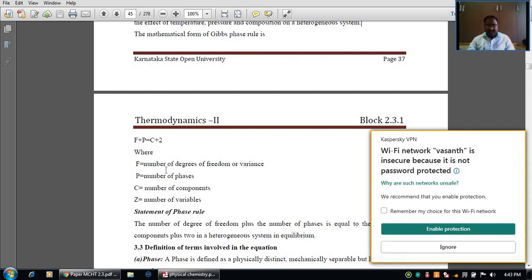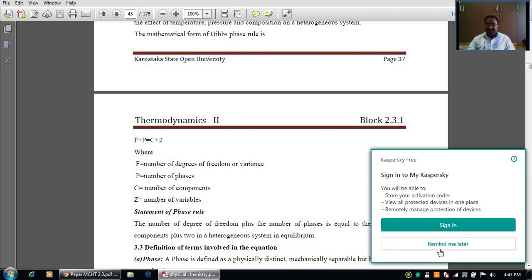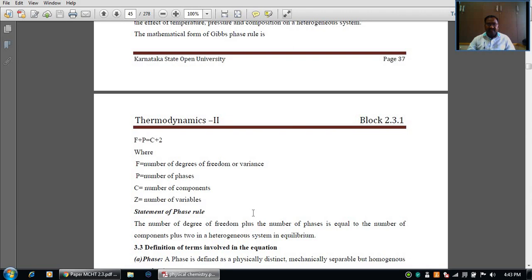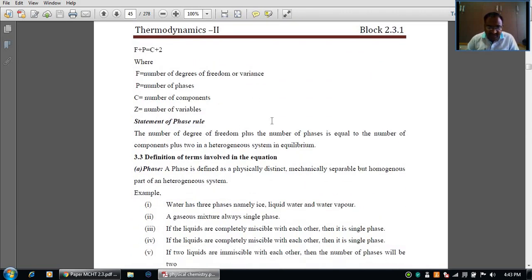plus 2. Here F is the number of degrees of freedom or variance, P means number of phases, C means number of components. What is the statement of this phase rule? The number of degrees of freedom plus the number of phases is equal to the number of components plus 2 in a heterogeneous system in equilibrium. That is the statement of this phase rule.